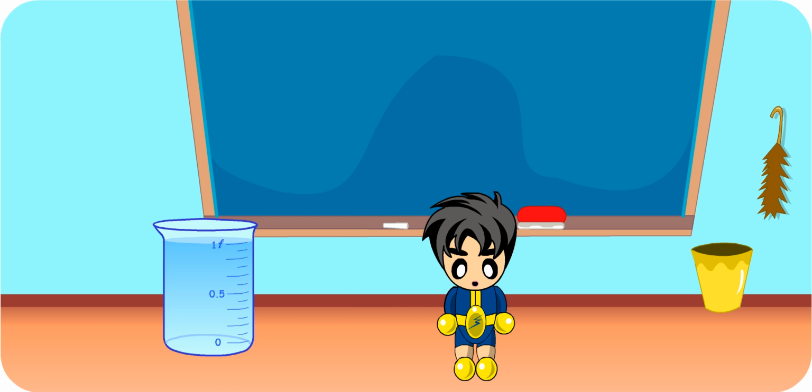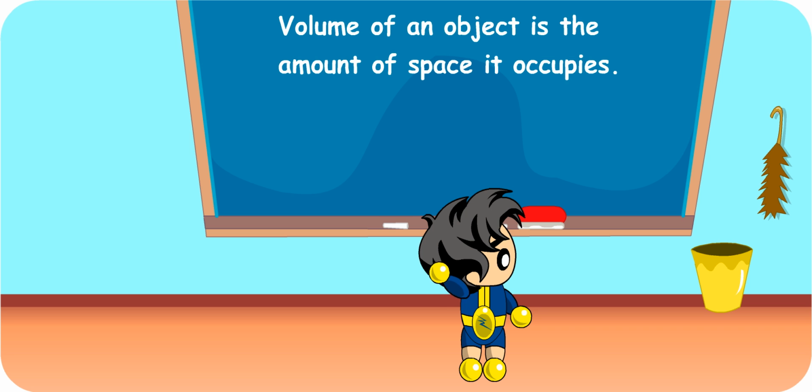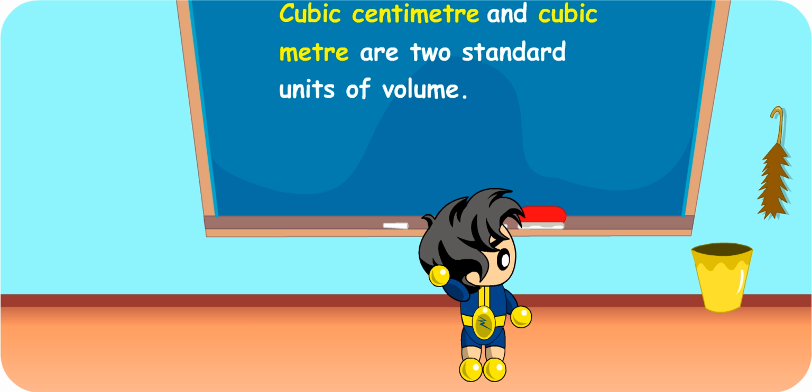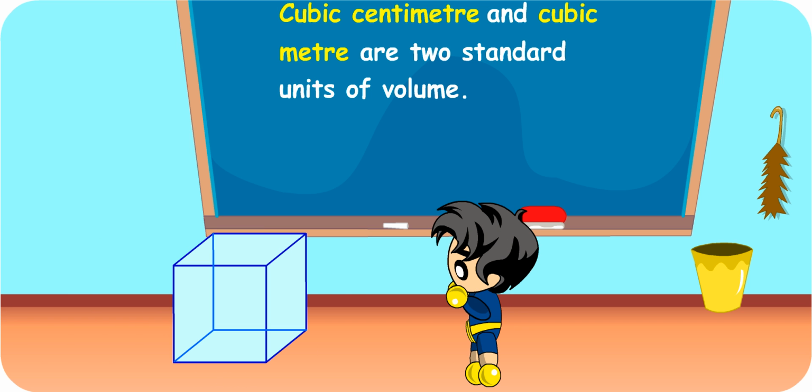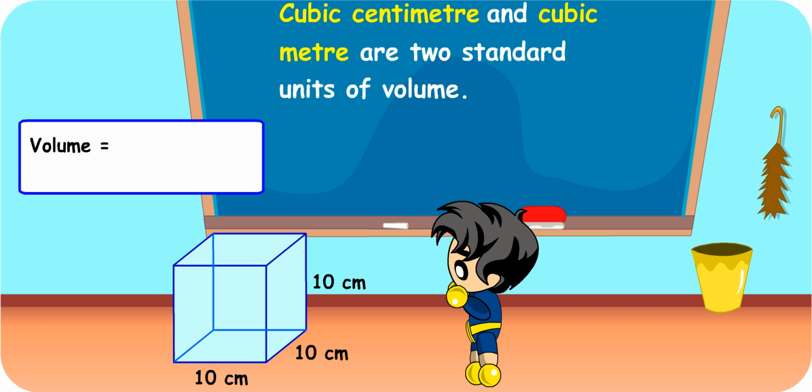What about volume? The volume of an object is the amount of space it occupies. Cubic centimetre and cubic metre are two standard units of volume. For example, here is a cubic tank of edge 10 centimeters. The volume of the tank is equal to 10 times 10 times 10 equals 1000 cubic centimetre.